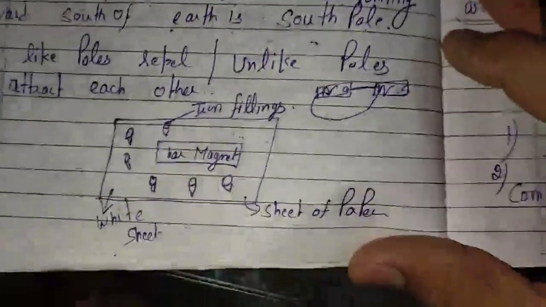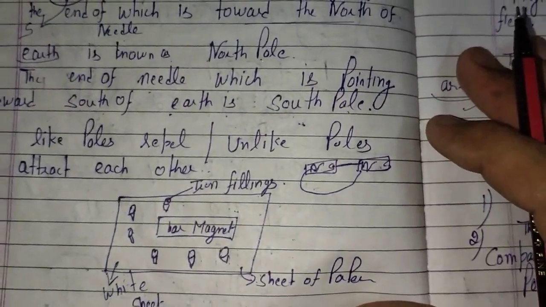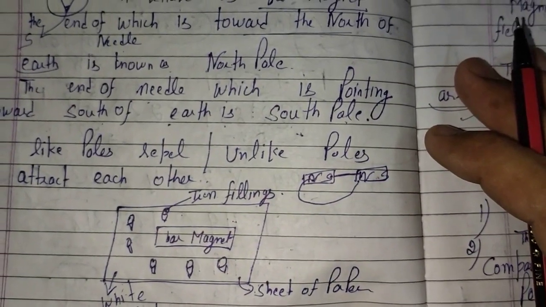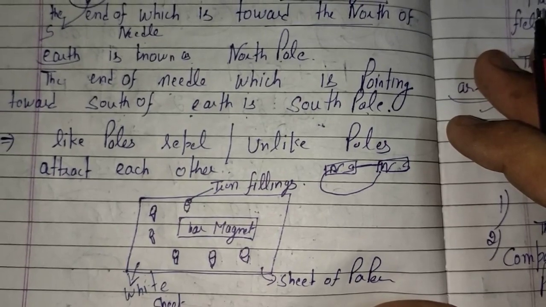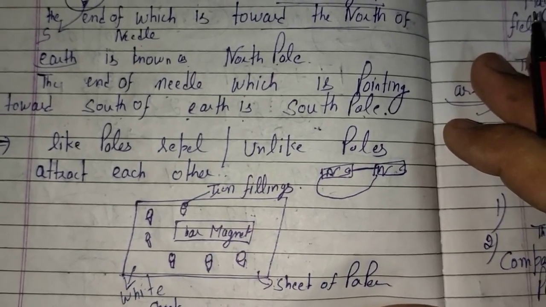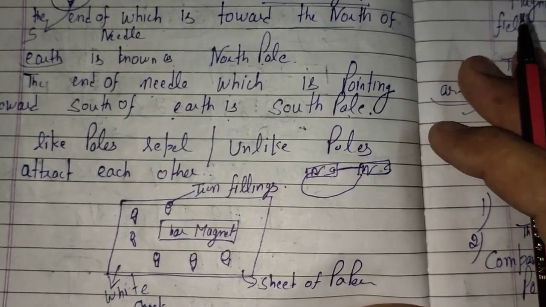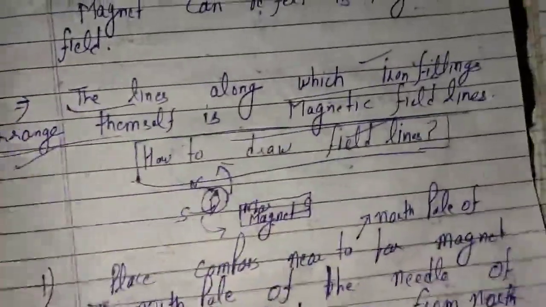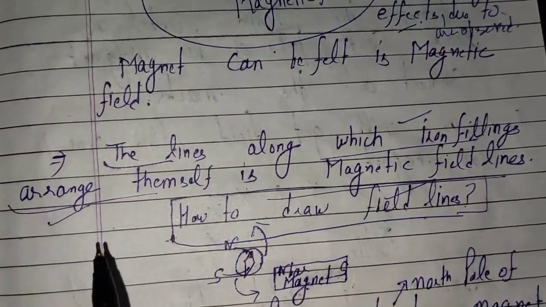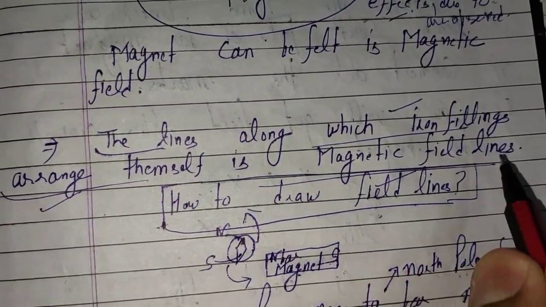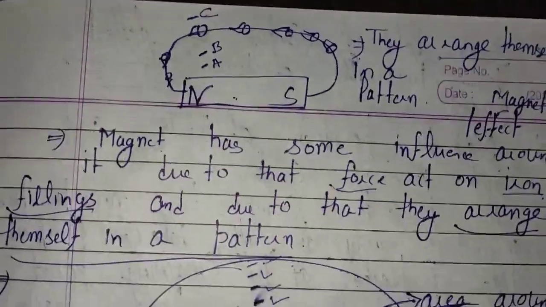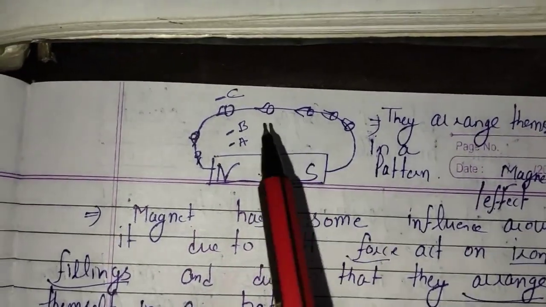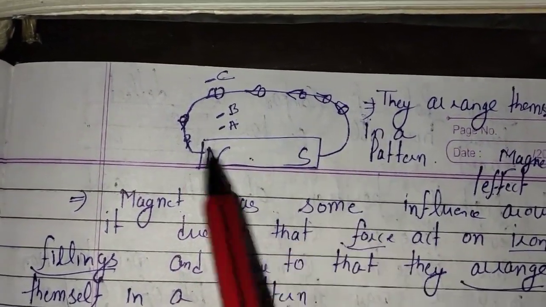That means you have taken a bar magnet and placed iron filings around it. The bar magnet will apply force on the iron filings and they will arrange themselves in a pattern. The lines along which the iron filings arrange themselves are known as the magnetic field lines. So the pattern in which the iron filings arrange themselves is known as the magnetic field lines.